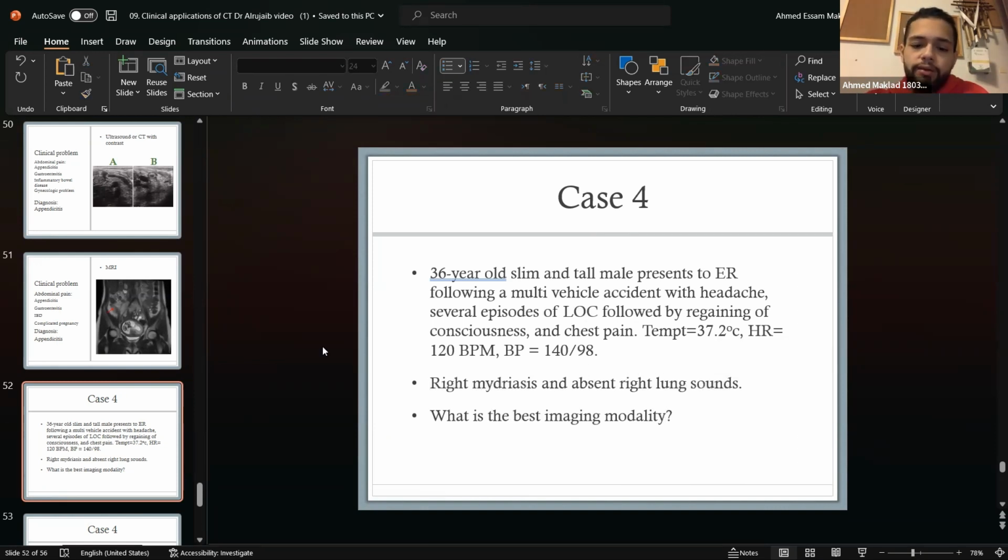Tasneem said full CT, and I agree with you. I think you should get a full CT. What do you think this patient has? What is mydriasis? Mydriasis is dilation of the pupils. So the patient will have one pupil that is blown out or very dilated, and the other pupil is normal or constricted, right? And that is mydriasis. Meiosis is the opposite. It's very, very small.